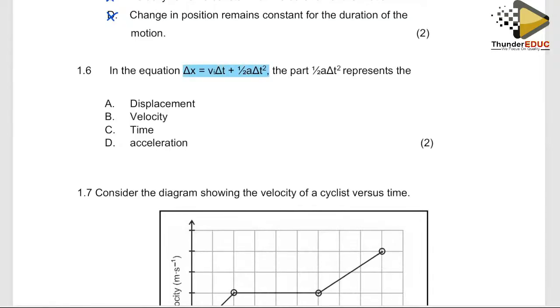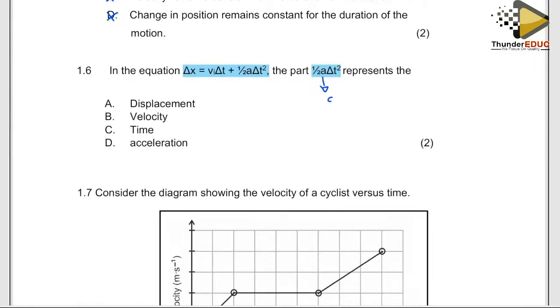Then after that, 1.6 reads, in the equation delta x is equivalent to V_i delta t plus half a delta t squared, the part that says half a delta t squared represents what? So that part is supposed to represent our displacement, right? So it represents our displacement. For 1.6, basically, this is displacement due to acceleration.